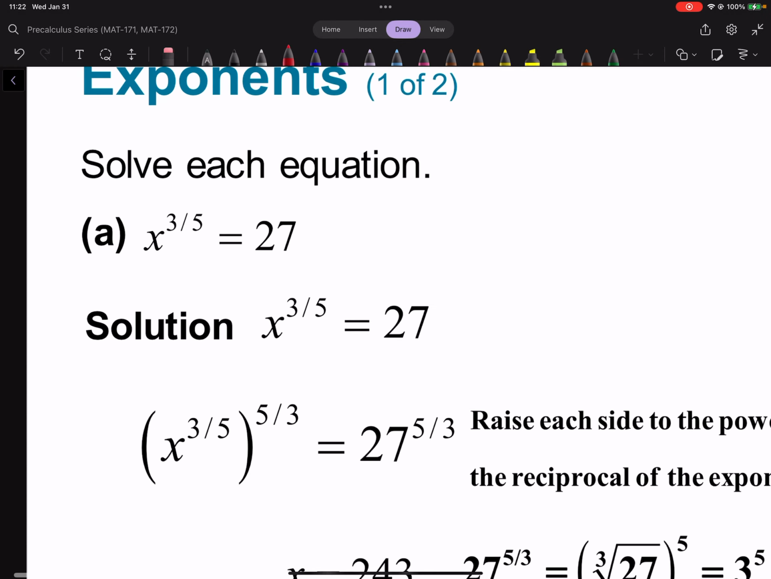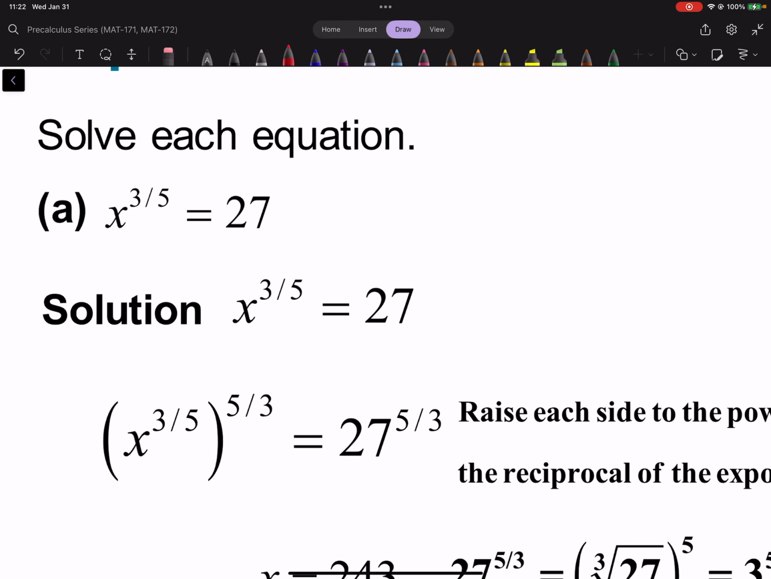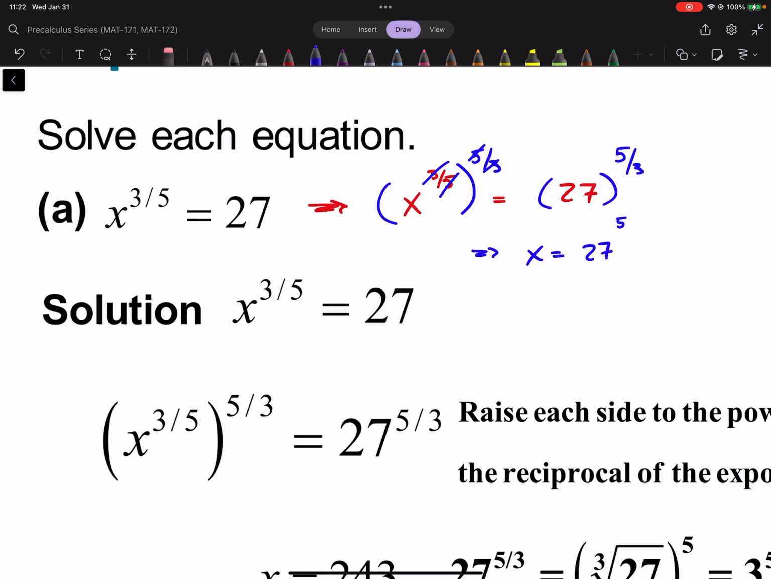We talked about these types of problems in our support class, but you look at that and you see x to the 3/5 power equals 27. Now, we need to raise both sides to the reciprocal power. So we have x to the 3/5, and that's going to be equal to 27. And I need to raise both sides to the power of 5/3. These cancel. I get x equals 27 to the power of 5/3.